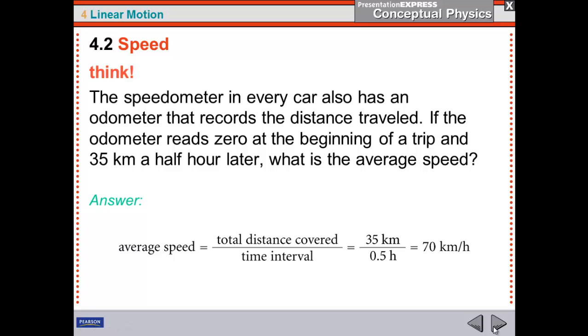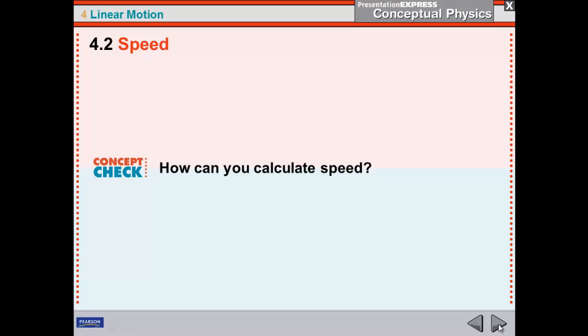So a car, if at the trip you had 35 kilometres on your Odo, remember that's the distance that you travel, and it takes you half an hour to get somewhere. Well, the average speed is the total distance travelled over the time, so that would be 70 kilometres per hour is the speed that you're travelling at. So how can you calculate your speed? Well, remember, it was the distance that you travel over the time that it takes. It's your average speed.